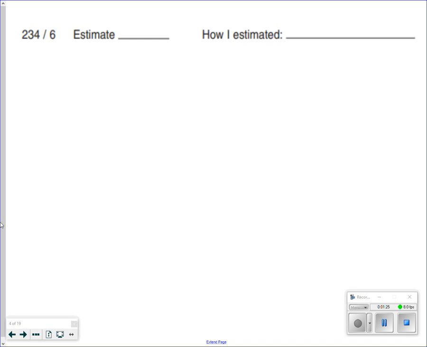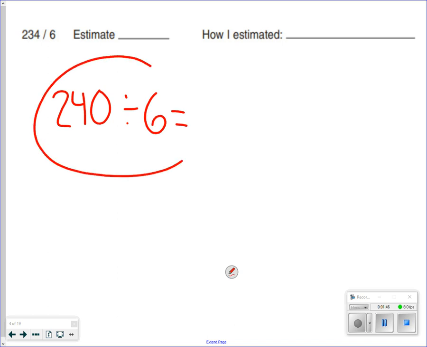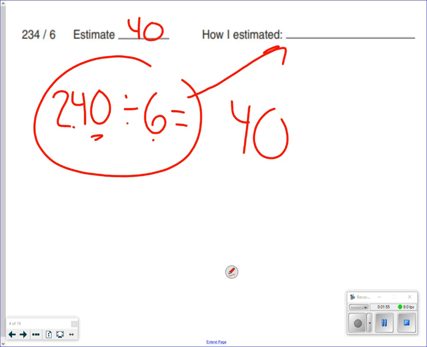Let's try some ourselves. We have 236 divided by 6. So what number can we change 236 into so 6 can go into it? Well, we can maybe even change the 6. So let's round that to 240 divided by 6. So that's how we'd estimate. I'm writing it bigger, so this would go up in that area right there. How many 6s go into 24? 4 6s do, and we have a 0 left over from right here. So your answer is 40.